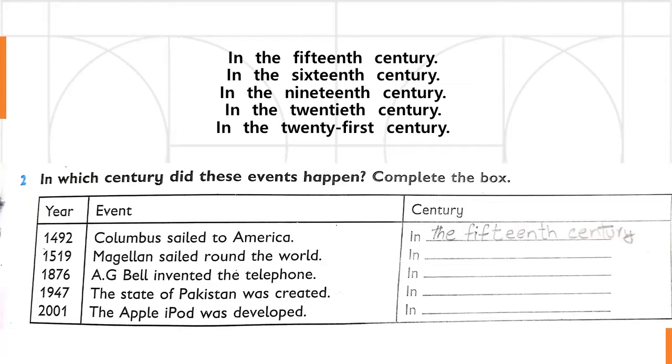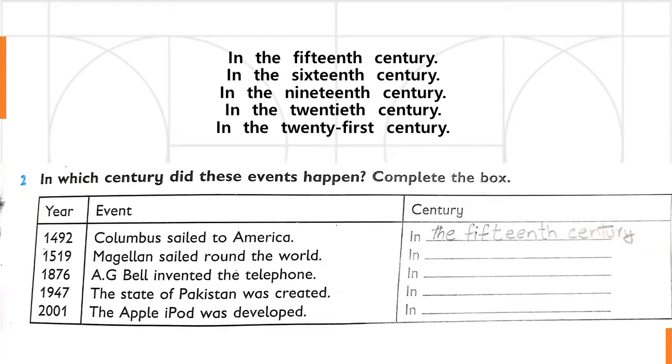How do we count centuries? If the year is 1492, we will count the century in the next figure. The next number would be the century. 14 is the year and 15th is the century. In the second example, 1519, Magellan sailed round the world. The year is 1519. The century would be the 16th century. 1876, A.G. Bell invented the telephone. 1876 is the year. The century would be the 19th century.